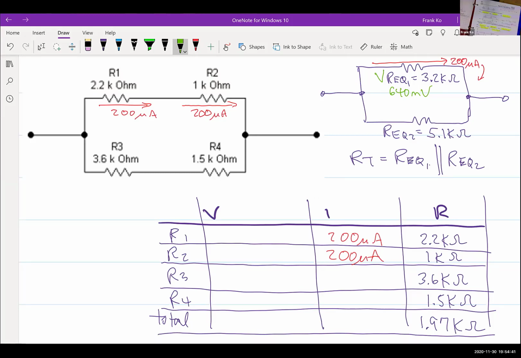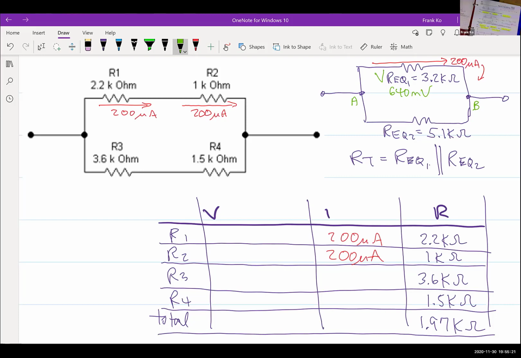Right. Okay. That's 640 millivolts, and I'm going to label this point A. I'm going to label this point B. Everybody see where I mark point A and point B? So if I have 640 millivolts based on Ohm's law up here between point A and point B, don't I also have 640 millivolts across REQ number 2? Is that right? That's 640 millivolts across the first branch is the same as the voltage across the second branch. So I now have a voltage across 5.1 kilo ohms.